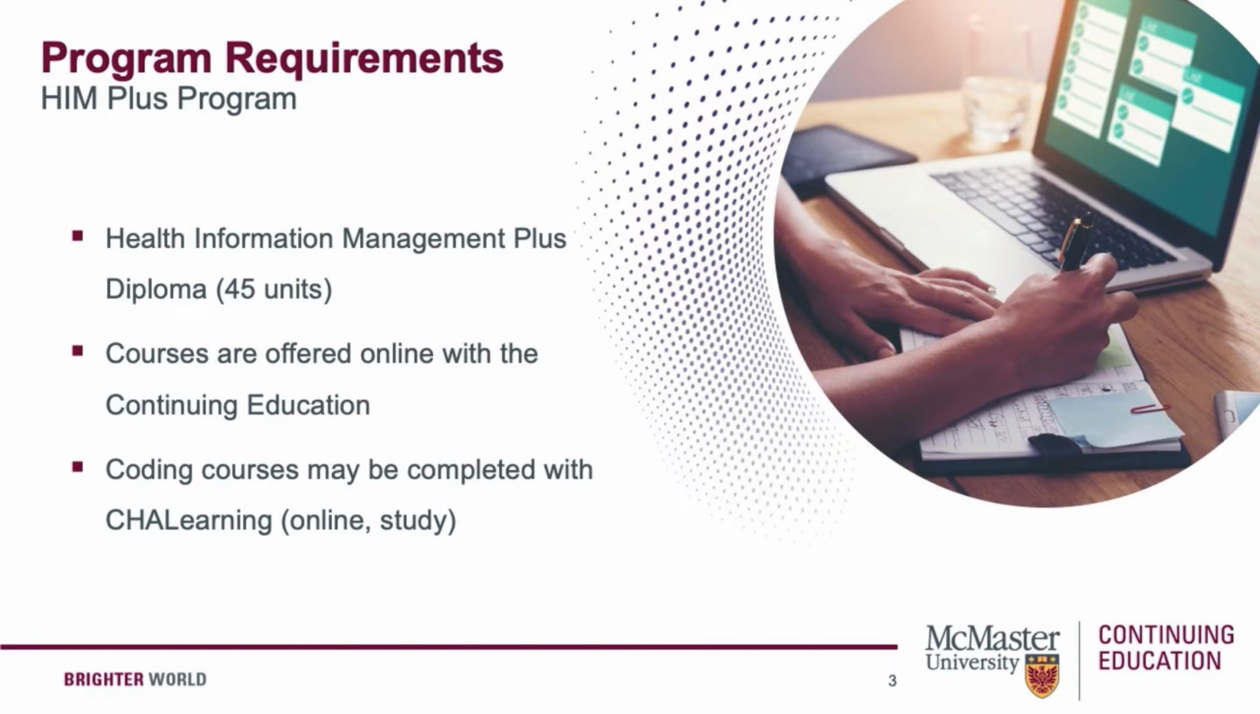To qualify for the Health Information Management Plus diploma, which is 45 units of study, students must complete all required courses for the program. In agreement with CHA Learning, McMaster University Continuing Education students who are accepted and enrolled in the HIM Plus program may register and complete 3 courses in coding offered by CHA Learning. Upon successful completion of those 3 courses, students receive 6 units of study to be applied to the HIM Plus diploma. All program courses are offered online, and that includes the CHA Learning coding courses and all courses offered by Continuing Education. Once you are admitted to the program, we will facilitate your registration for the completion of coding courses, as permission is required to enroll in coding courses from an external institution.